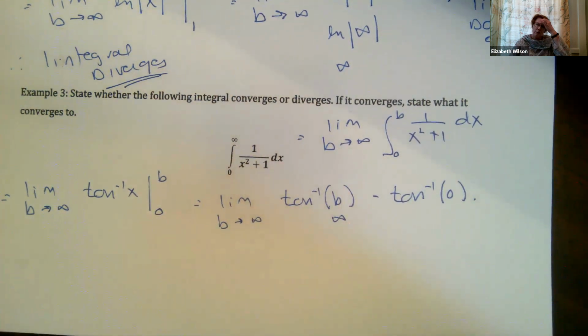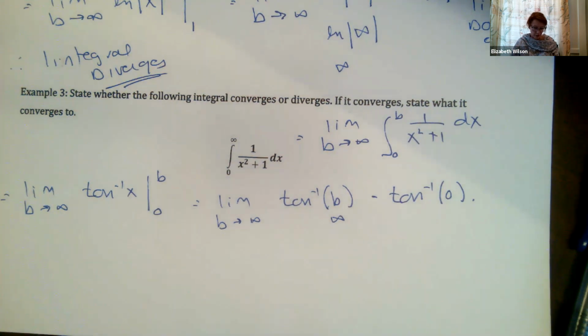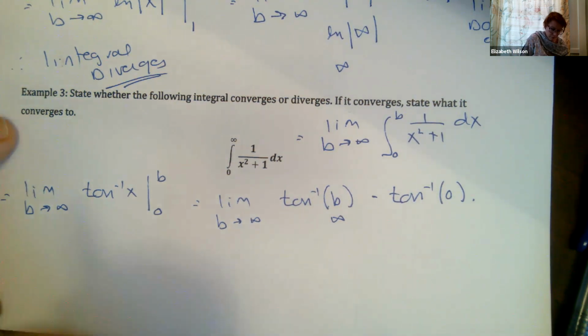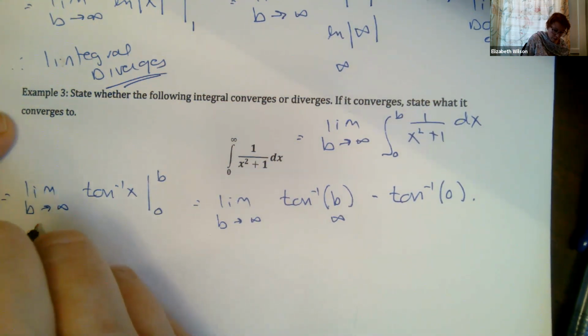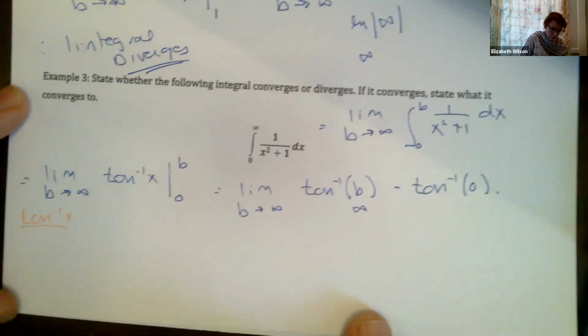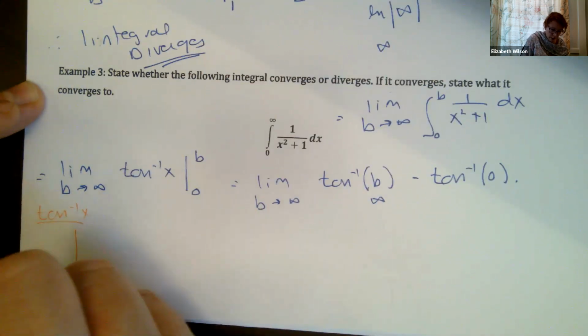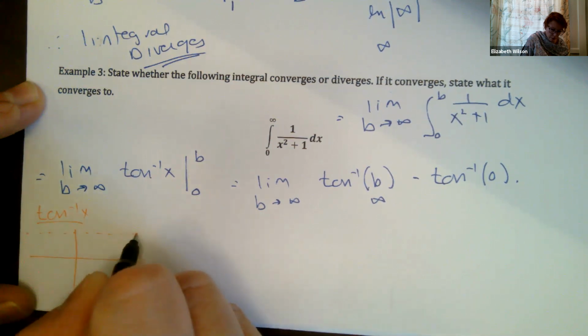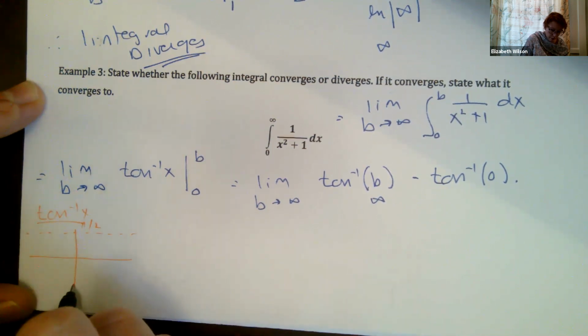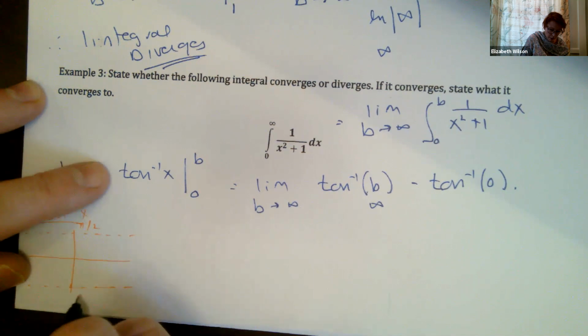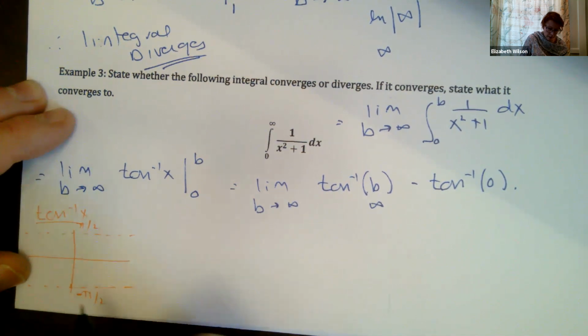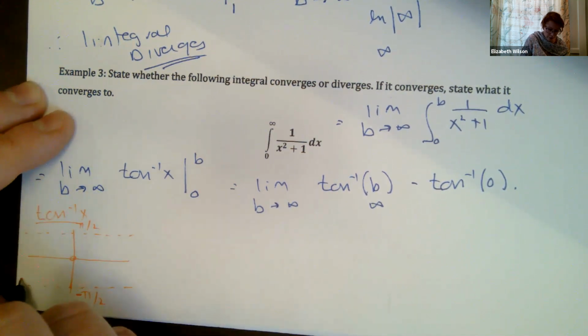Which is inverse tangent of infinity. So we think right off the bat, oh no, it's going to be infinity, right? Let's remember what our inverse tangent looks like. I'll draw it in a different color. Inverse tangent of x looks like this. I think we graphed this out the other day. I've got a horizontal asymptote at pi over 2, and a horizontal asymptote at minus pi over 2, and my inverse trig function cuts like this.